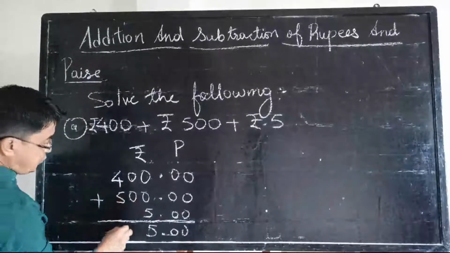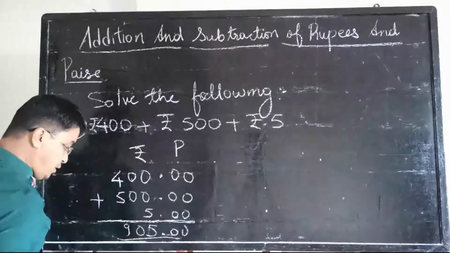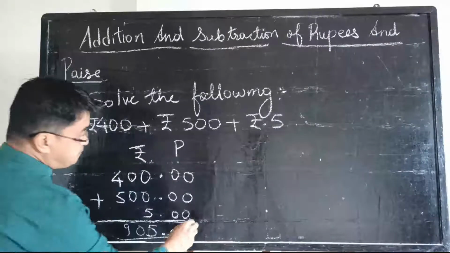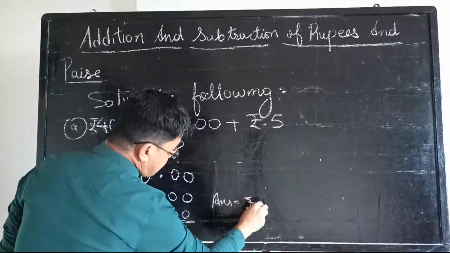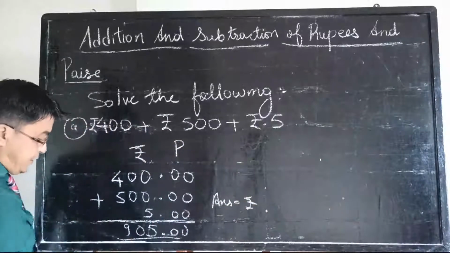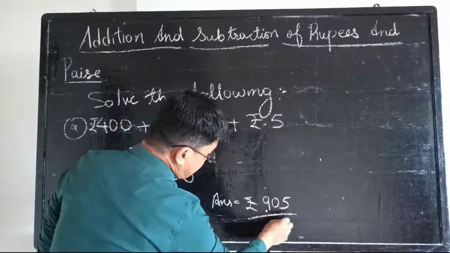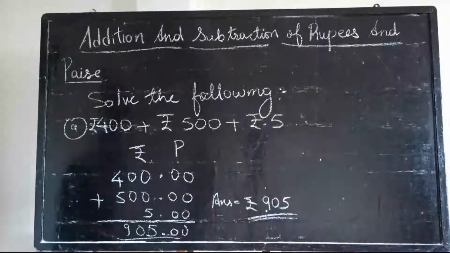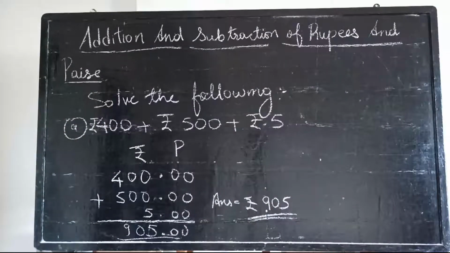0 plus 0, 0. 4 plus 5, 9. So the answer is rupees, how many? 905. There is no paise. Rupees 905. Now we will do the next example.